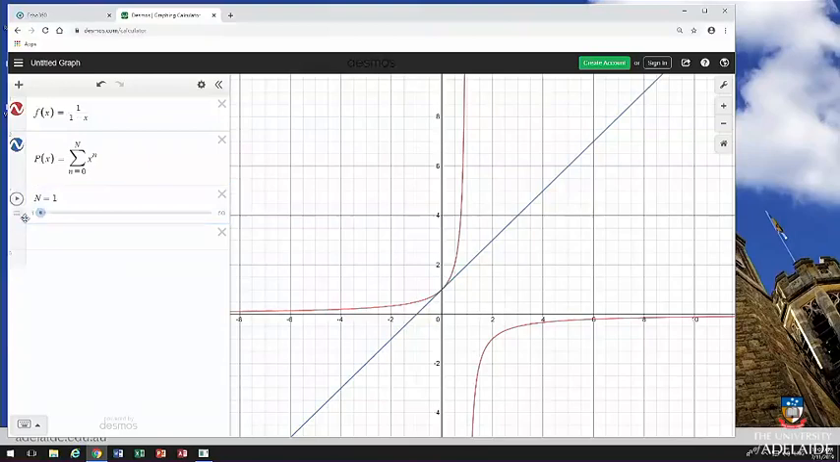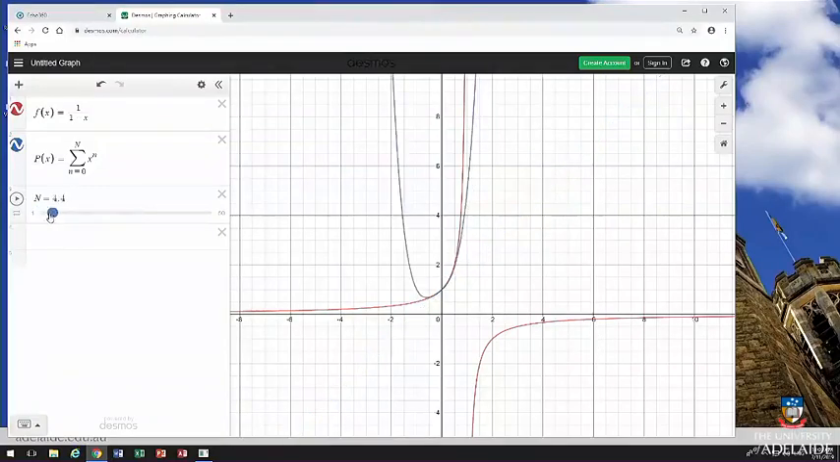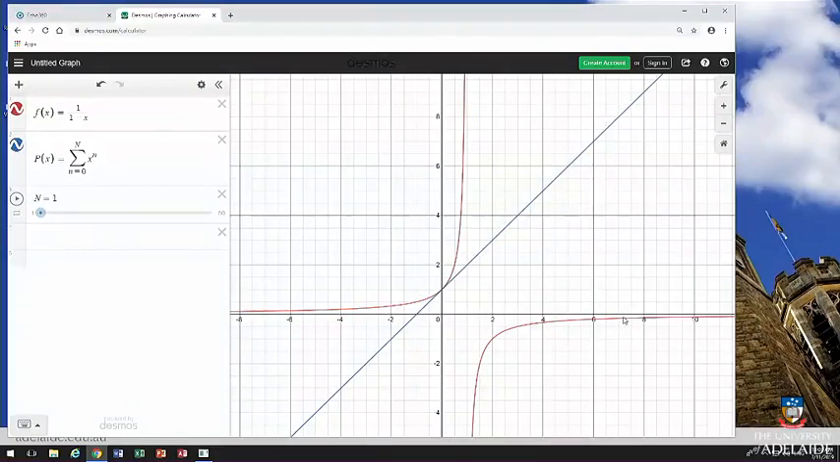So you'll notice that this function is really no good whatsoever over here. In fact, this line just gets further and further away from this line as n increases. And so it doesn't converge. This line just gets higher and higher and higher. So over there it doesn't work.